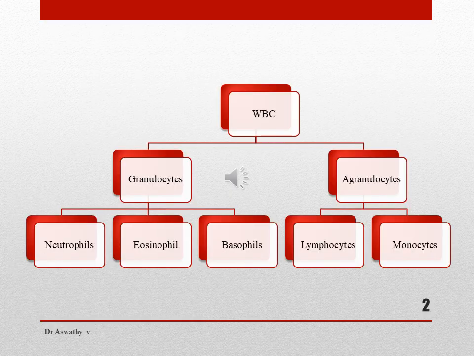So the WBCs are white blood cells, and with respect to the presence and absence of granules, WBCs can be divided into granulocytes and agranulocytes. The granulocytes have different granules present inside the cytoplasm, and agranulocytes generally do not have any granules. Granulocytes are neutrophils, eosinophils and basophils, and agranulocytes are lymphocytes and monocytes. Neutrophils are the most abundant WBCs present. Then monocyte is the largest WBC, and small lymphocyte is the smallest WBC.